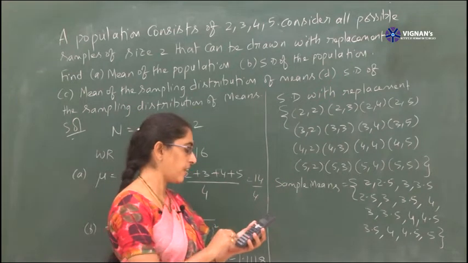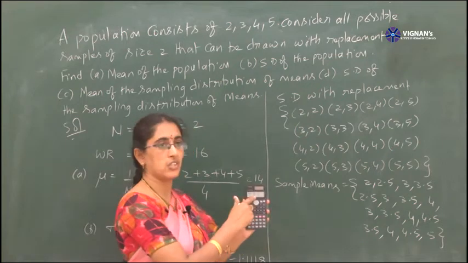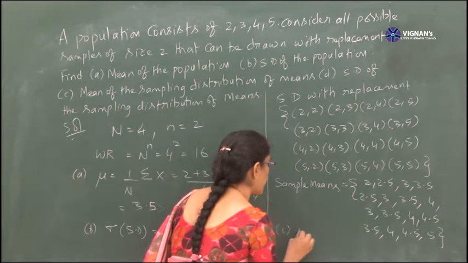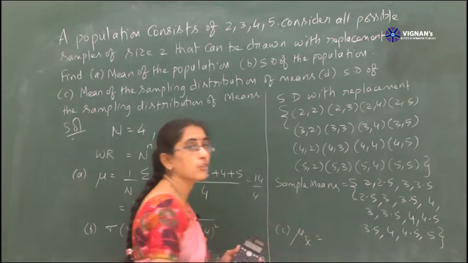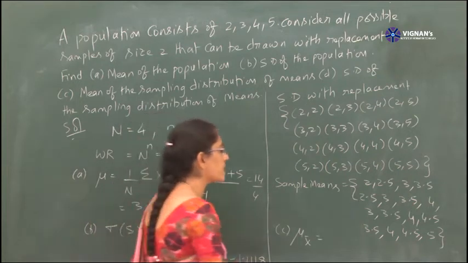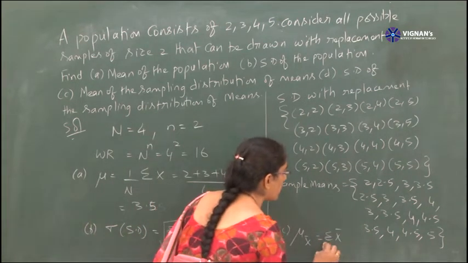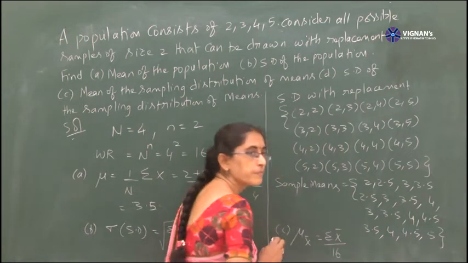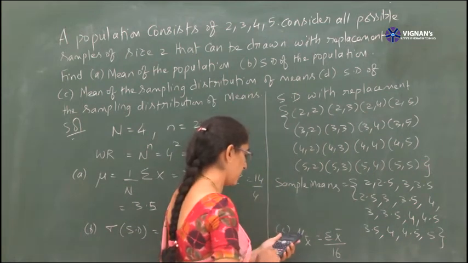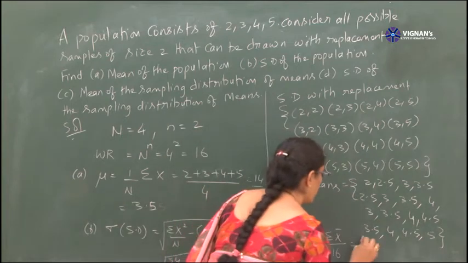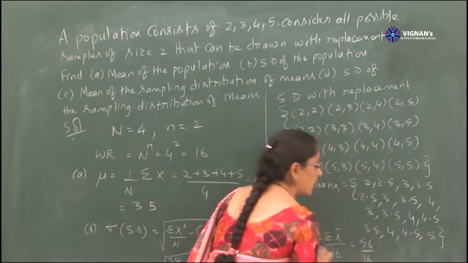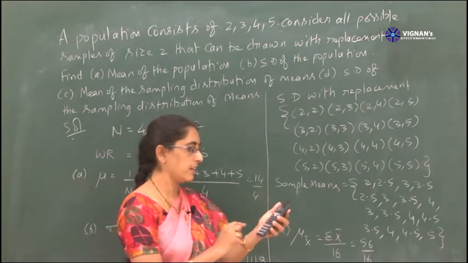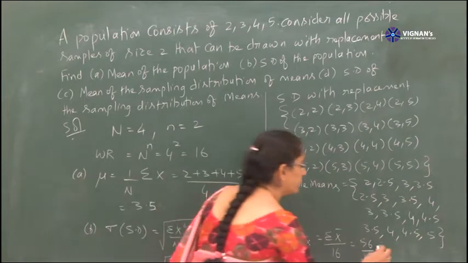Now press shift 1. Here it is summation x. But here we are finding mu x bar, the mean of the sampling distribution of means. So mu x bar equals summation x bar divided by how many observations? That is 16. It is given here as 56. So 56 by 16. Okay? Then again press shift 2 and the first option gives 3.5 here.